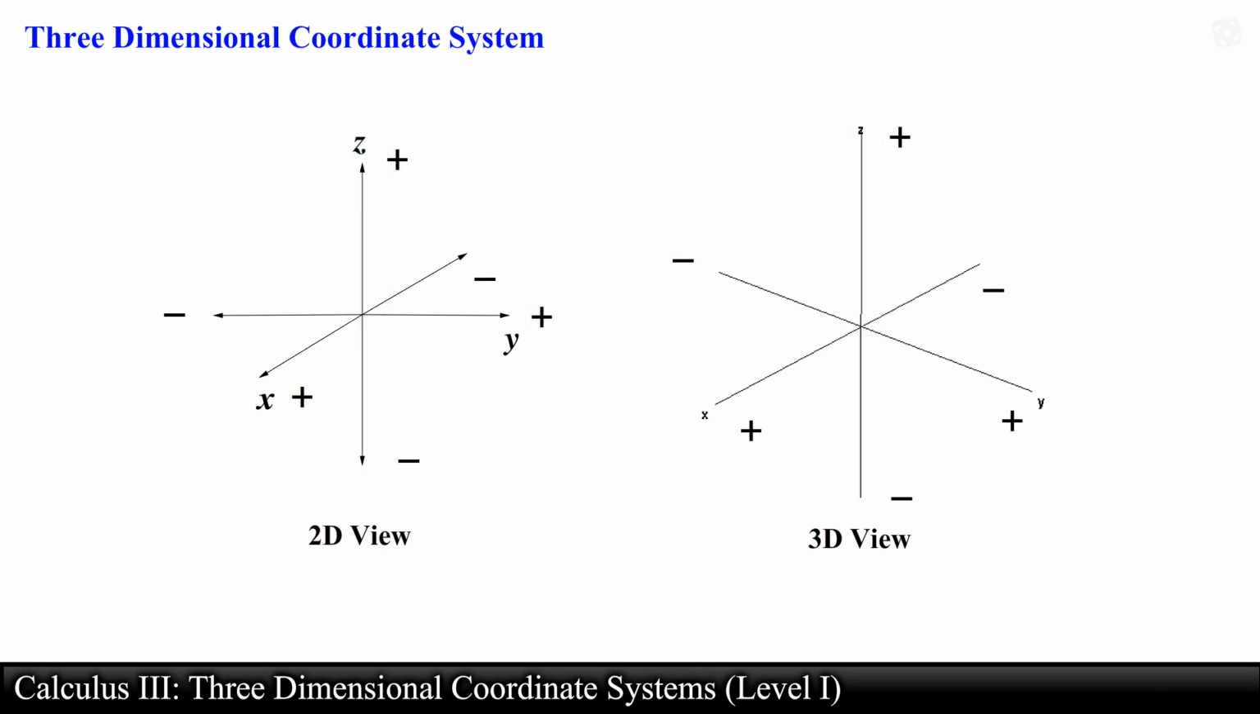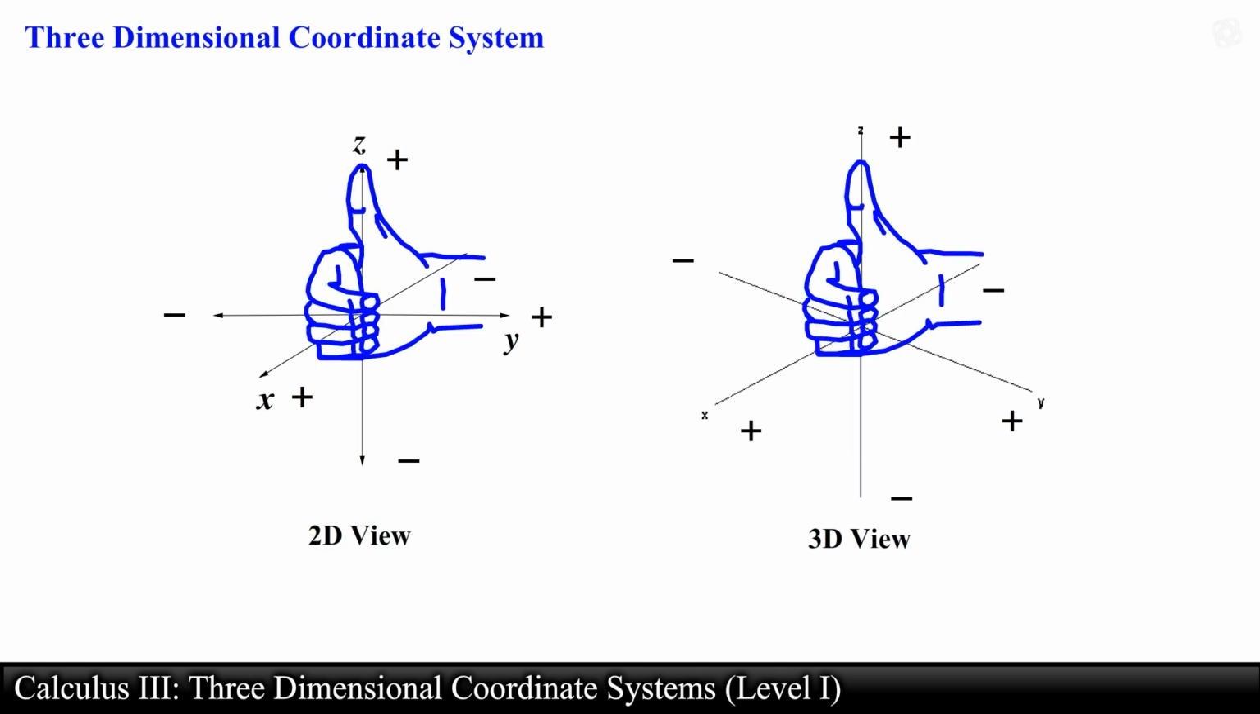A way for you to remember where the direction of the z-axis is located is by using the right-hand rule. If you curl the fingers of your right hand around the z-axis counterclockwise from the positive x-axis to the positive y-axis, then your thumb points towards the positive direction of the z-axis.